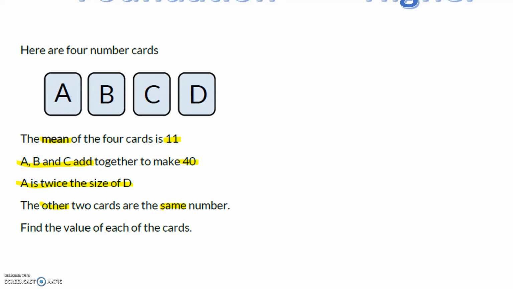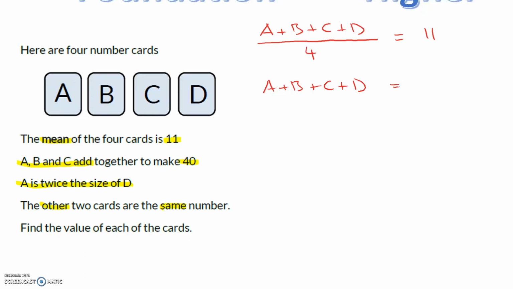Let's start with that first statement. The mean of the 4 cards is 11. What does that mean? Well, that means we take A plus B plus C plus D, the sum of A, B, C and D, and then we know that if we divide that sum by 4, we should get 11 because 11 is the mean. If I rearrange that slightly, multiplying both sides by 4, A plus B plus C plus D gives me 44.